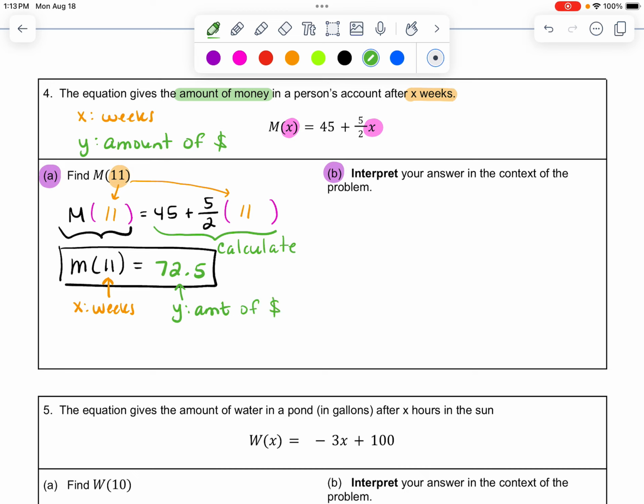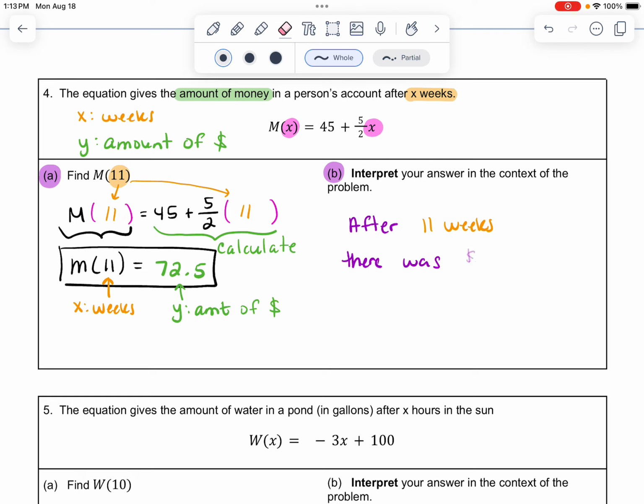And this guy, which is Y, is going to be the amount of money. So I'm going to write that in a sentence. After 11 weeks, there was $72.50.